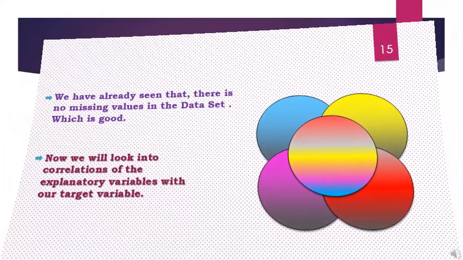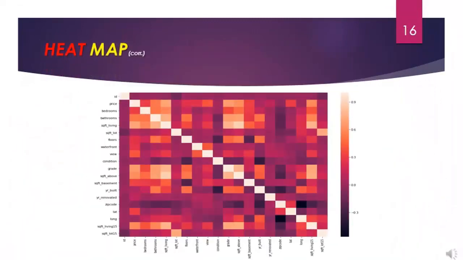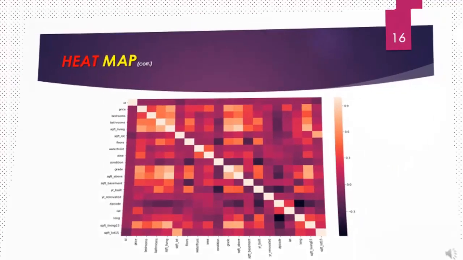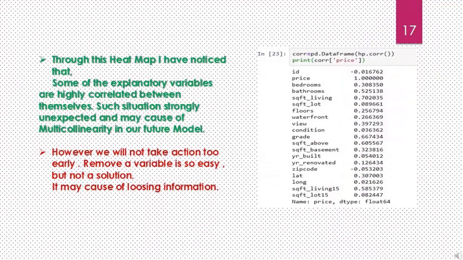Step 2. Univariate analysis. Let's visualize the correlation values or outlier detection for better understanding. Step 4. Feature engineering. Through this heat map, I have noticed that some of our explanatory variables are highly correlated among themselves. Such situations are strongly unexpected and may cause multicollinearity in our future model. However, we will not take any action. Variable reduction: removing a variable is so easy, but not a solution. Step 8. Model building. It may cause losing information.